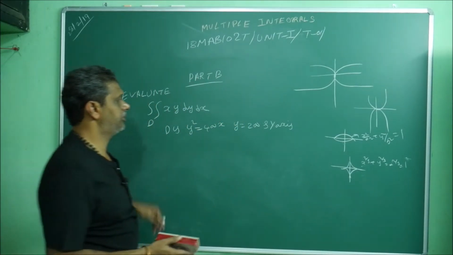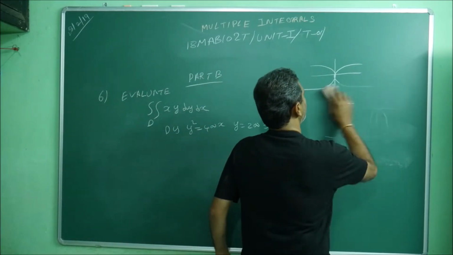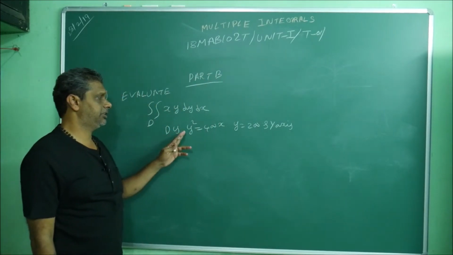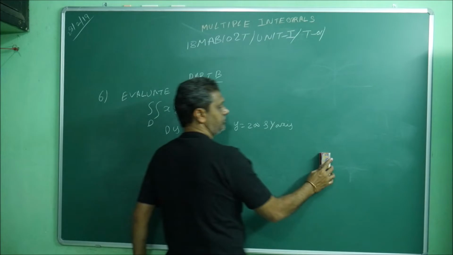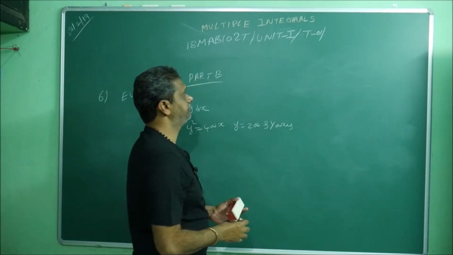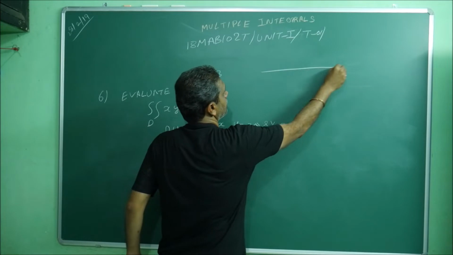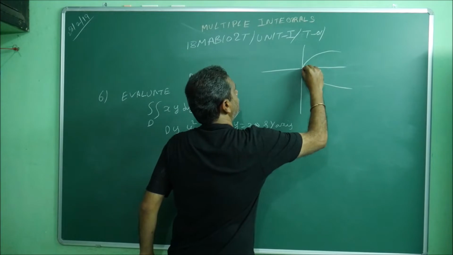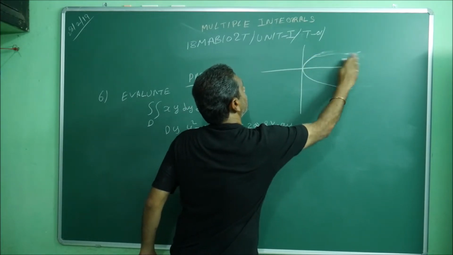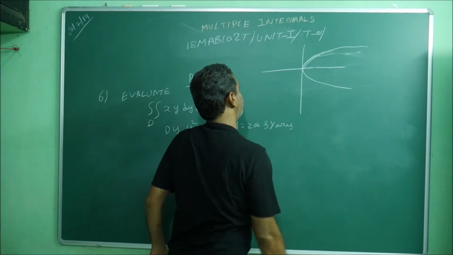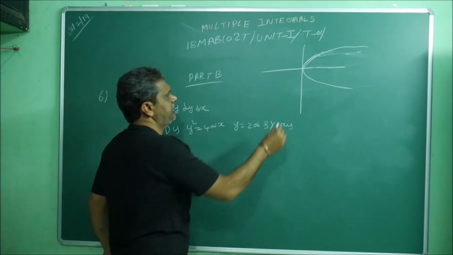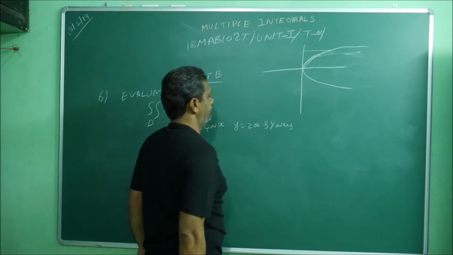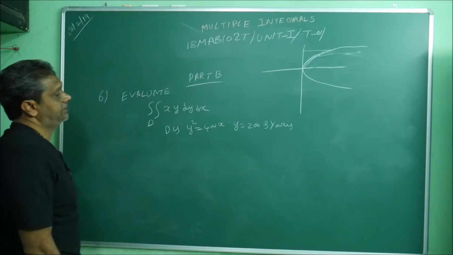Now first, how to attack this particular problem. First you find which region I am traveling, that is important. Y square is equal to 4ax, first draw it. Then y is equal to 2a, somewhere you can take it, this is it, and the y axis.